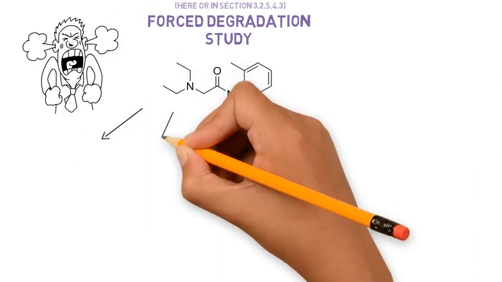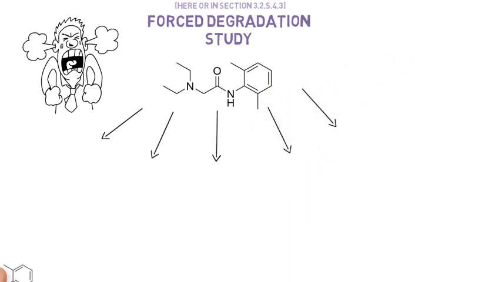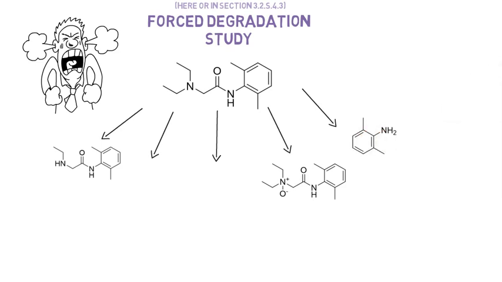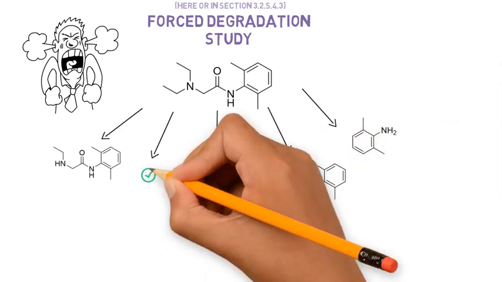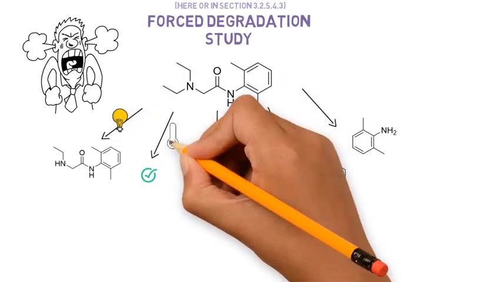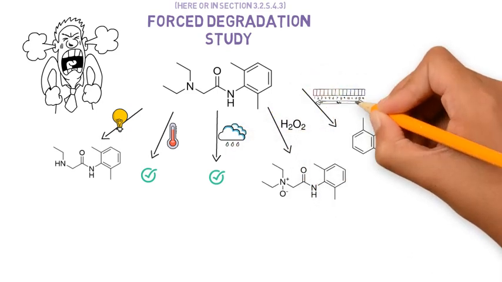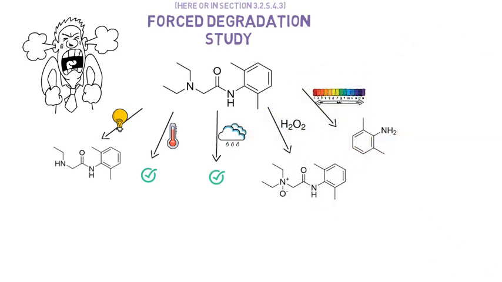short period of time it is possible to identify which conditions lead to degradation of the API and, as a result, which conditions we want to avoid during its life cycle. This study includes, for example, exposure to light, heat, humidity, oxidation, and acidic and alkaline hydrolytic conditions.